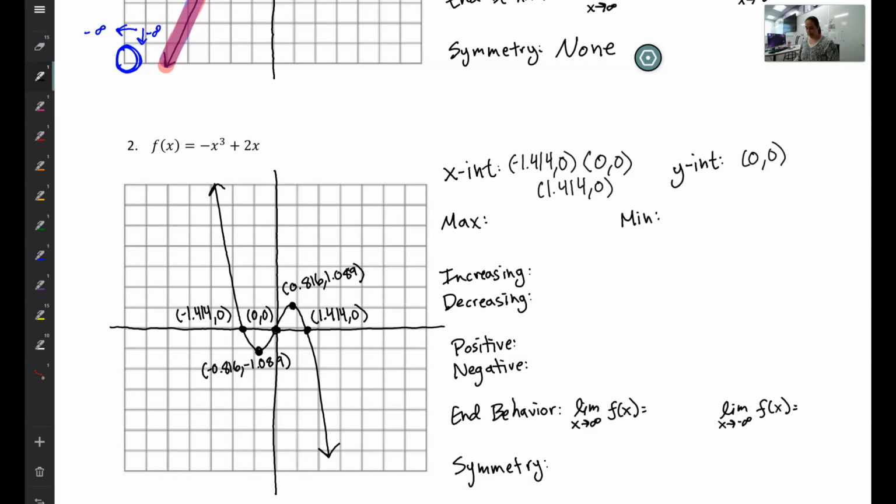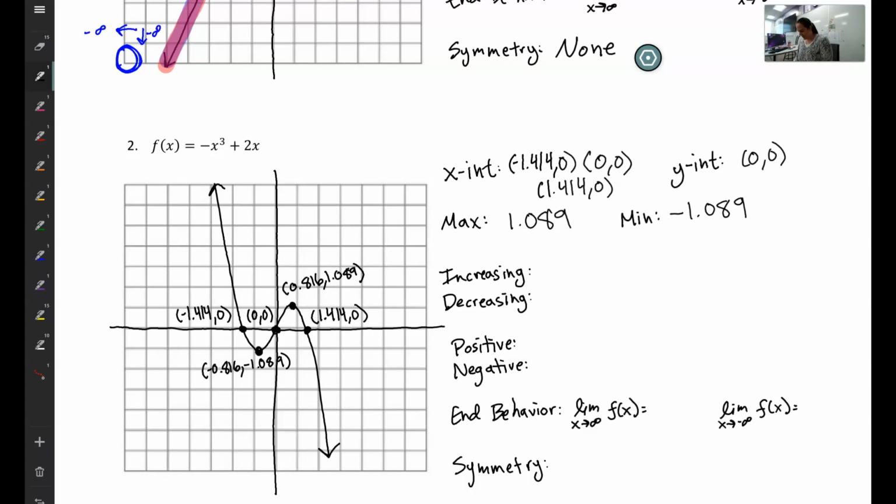Now for both max and min, you do not list them as points. You list them as y values. So I pull the y value off of this, 1.089. That's my max. Same thing with my minimum. So right there's my minimum. It's the lowest y value, and the other y values around it are all higher. And I pull the y value out, and that's my minimum.